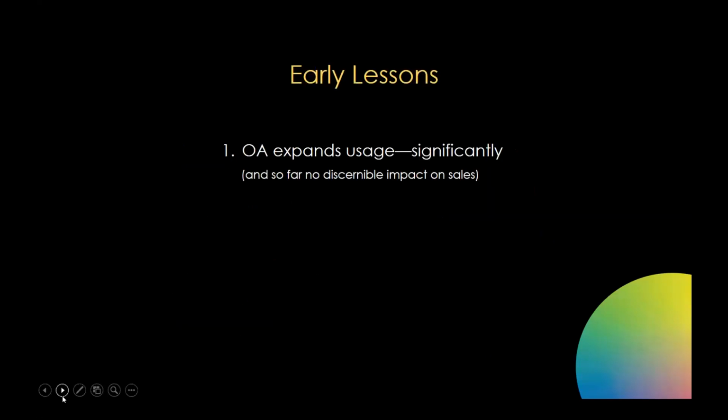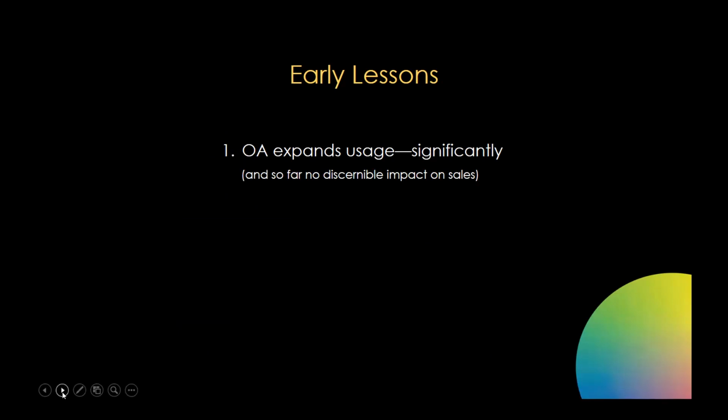Next slide, please. So some of our early lessons are: we now have enough of the books out, of those 60 books, that we've been able to look at about 25 of the first books, and we have enough of a history now to be able to look at what's happened with those books. And perhaps not surprisingly, the first lesson is that open access does expand usage, and it does so significantly with no, as of yet, discernible impact on sales.